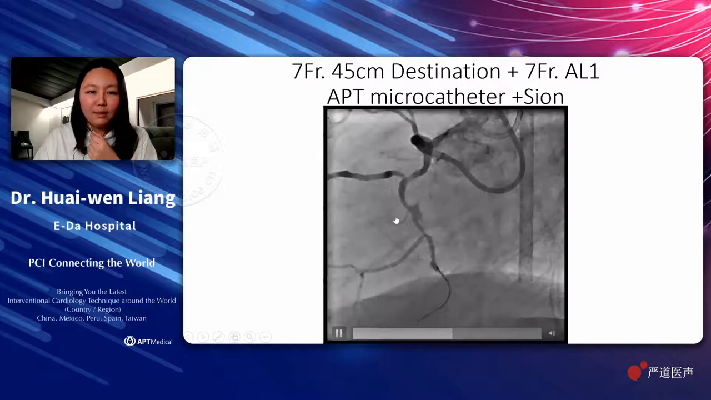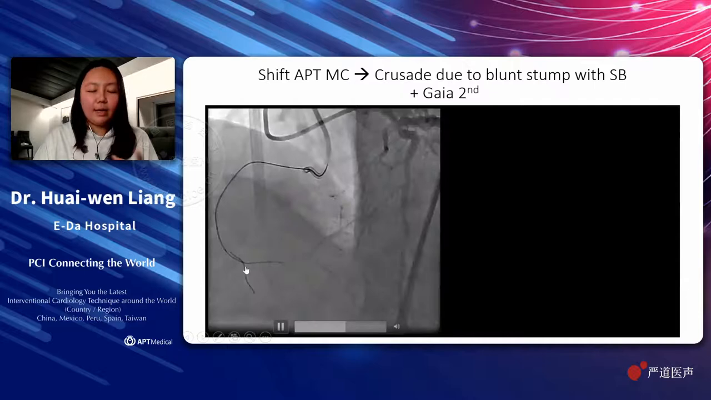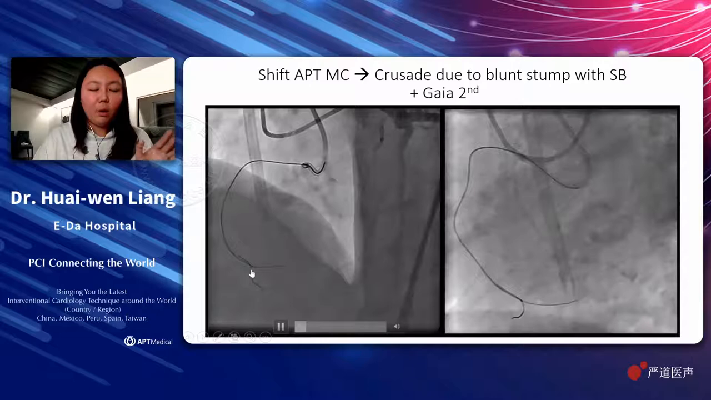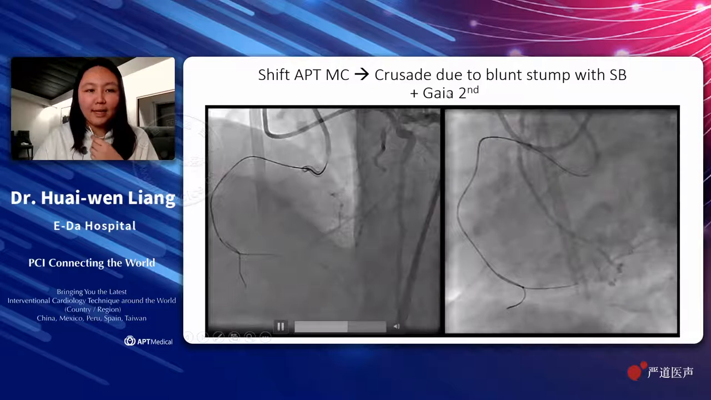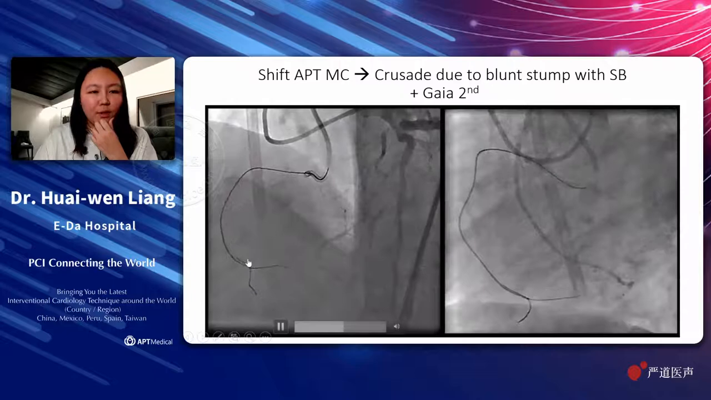And I laid my Xiang wire to the side branch, because this total occlusion did not have a clear stump and has a side branch over here. So I shifted from the over-the-wire microcatheter to Crusade, because Crusade could help my Gaia Second puncture to the entry point more suitably. But the next problem is that the CTO course was a little long and Crusade was stuck over here. It also helped me guide the entry point.